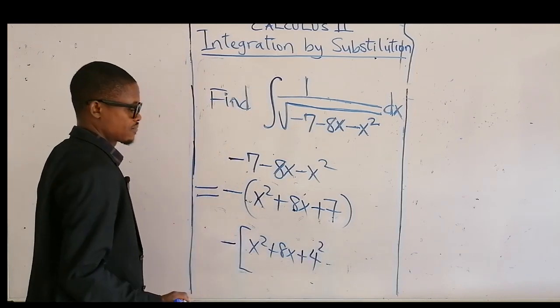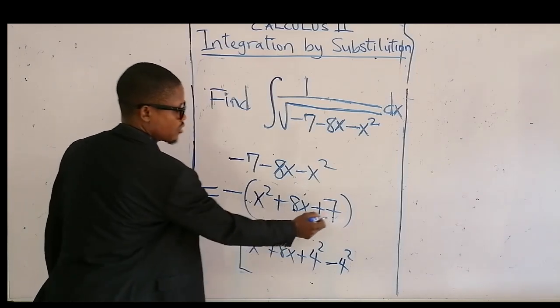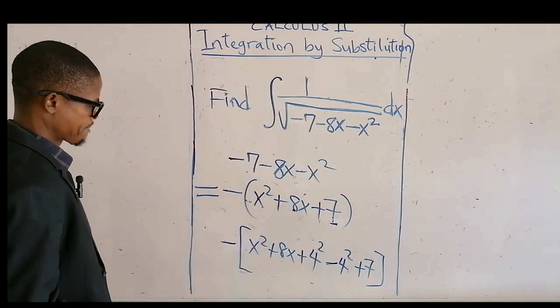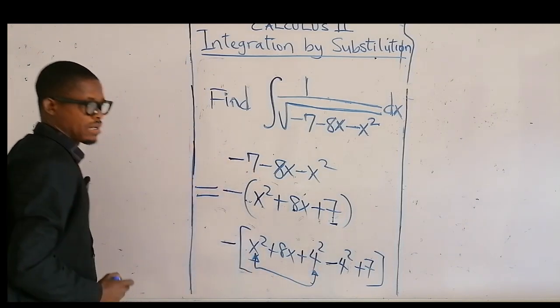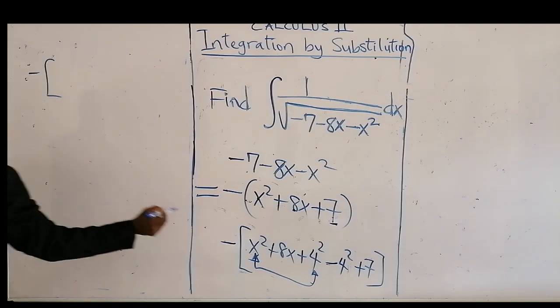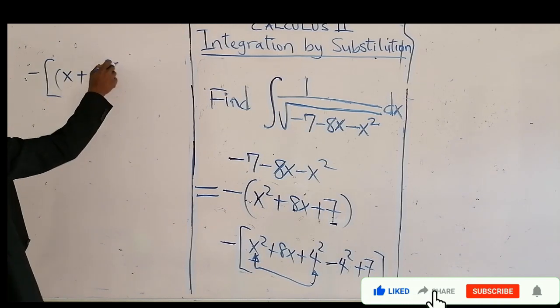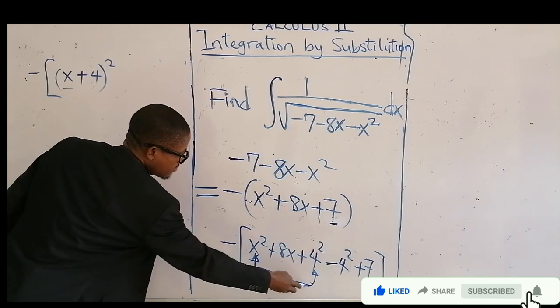4, you square that. At the same time, you also subtract that, 4 squared, and then plus 7. That's the completing the square method. Then this one will turn to a perfect square. And that will be equal to, you pick one of this, plus 4 squared. If you expand this one, you're going to have this one back.